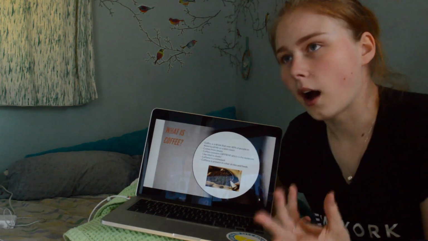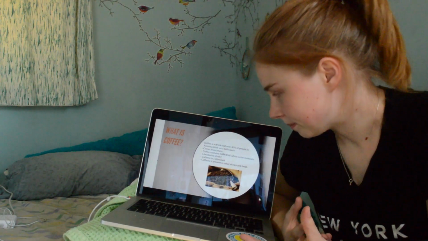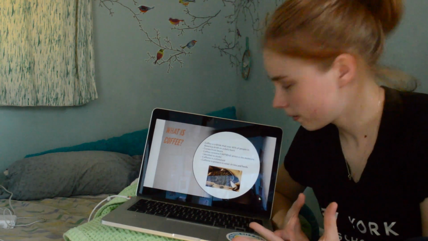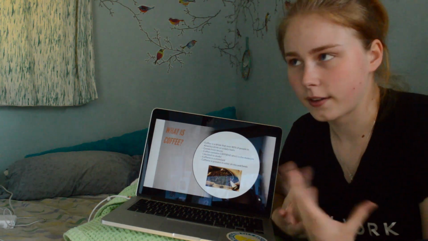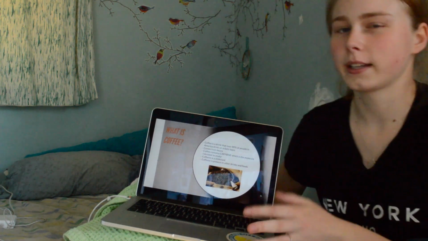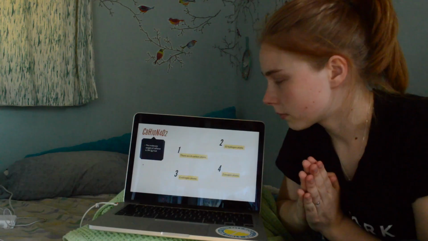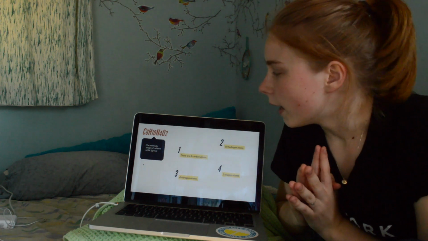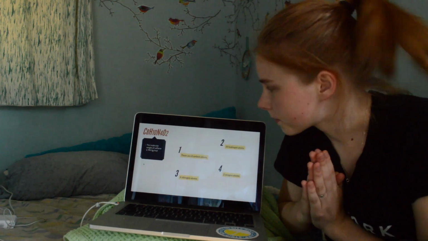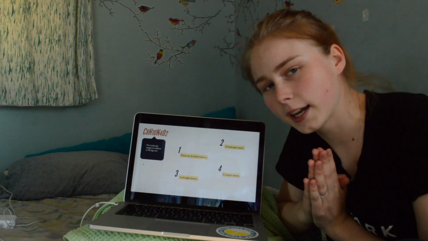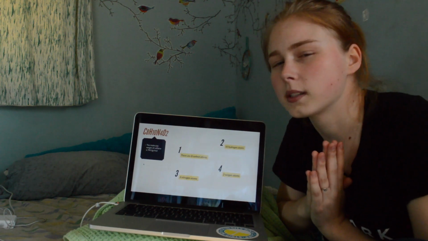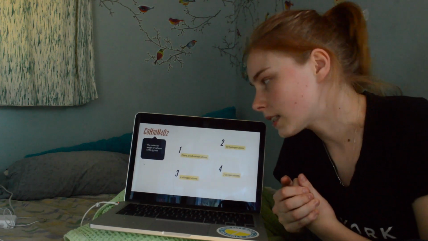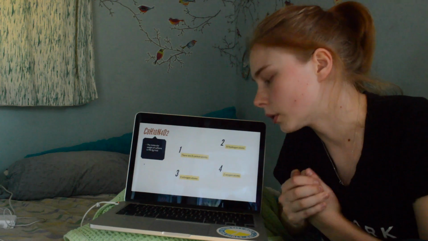The molecule inside of coffee that I studied was caffeine. And caffeine is a stimulant, makes you less tired, and it's also present in a lot of other foods and drinks, but we're focusing on coffee today because that's what my project is about. The formula for caffeine is C8H10N4O2, which means there are 8 carbon atoms, 10 hydrogen atoms, 4 nitrogen atoms, and 2 oxygen atoms. The molecular weight of caffeine is 194.2 grams per mole.